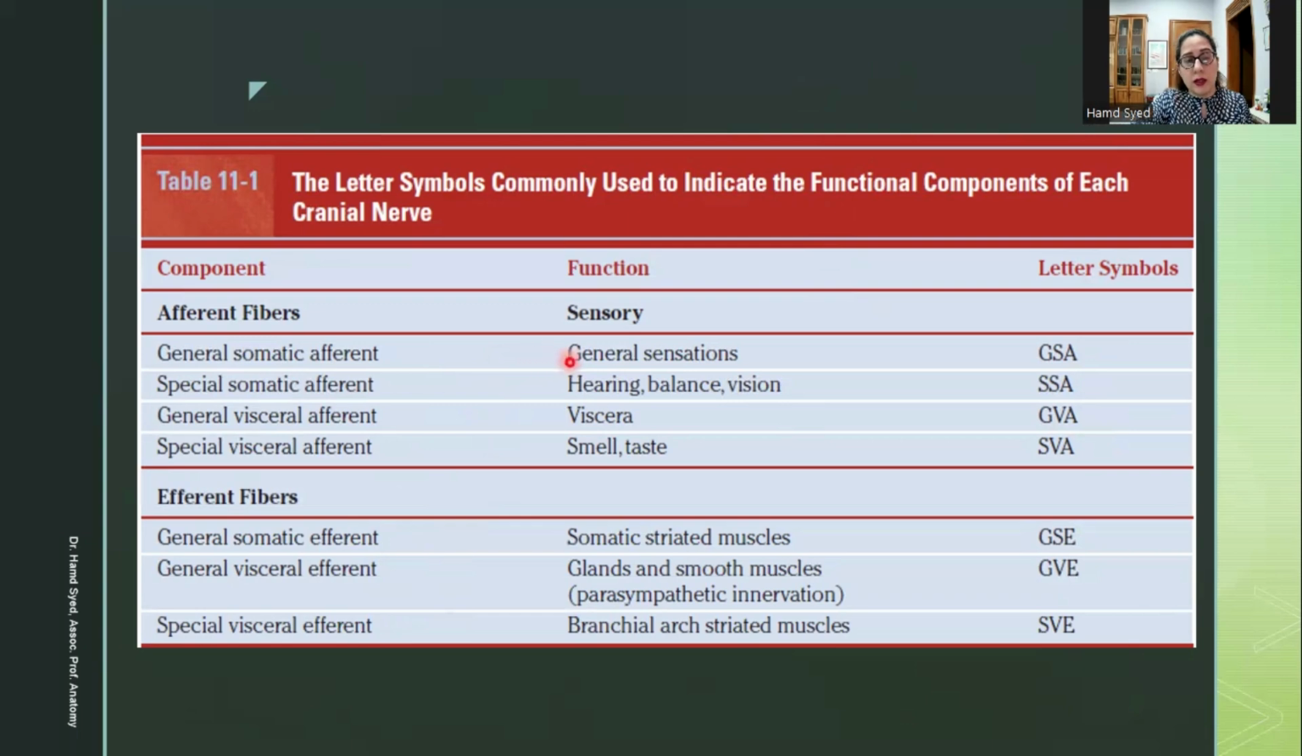So if you look at the general somatic afferent, you can see over here that they convey the general sensations, whereas special somatic afferent are the sensations of hearing, balance, and vision.